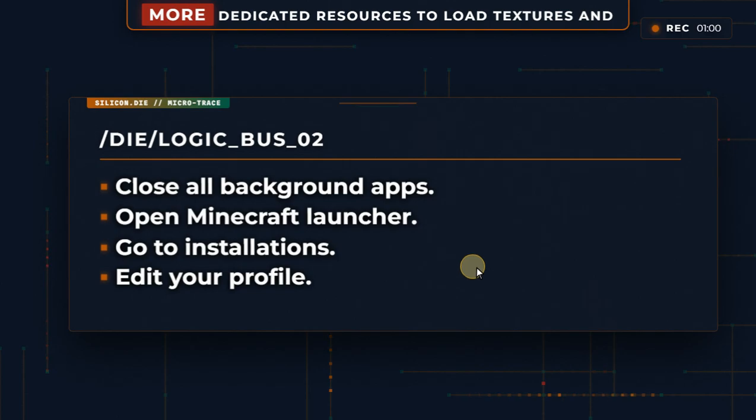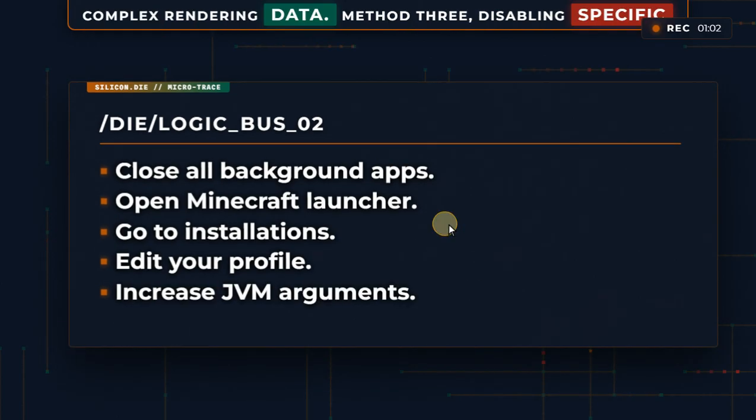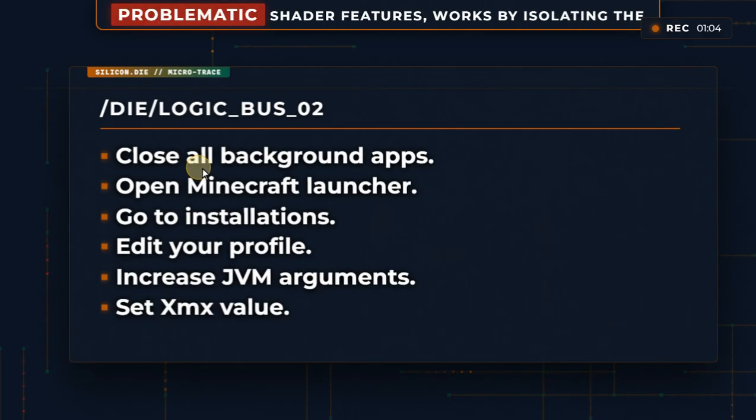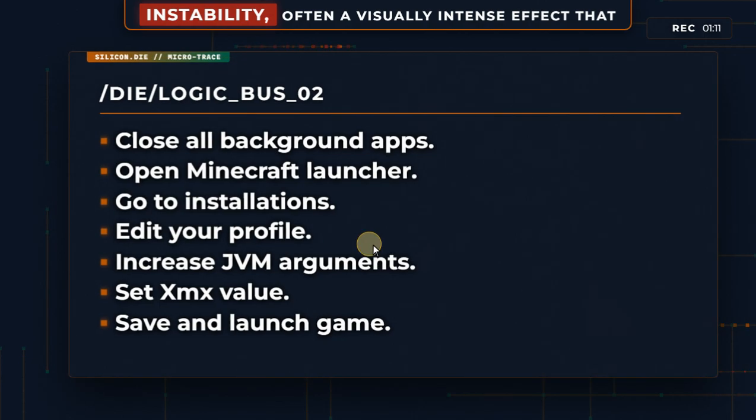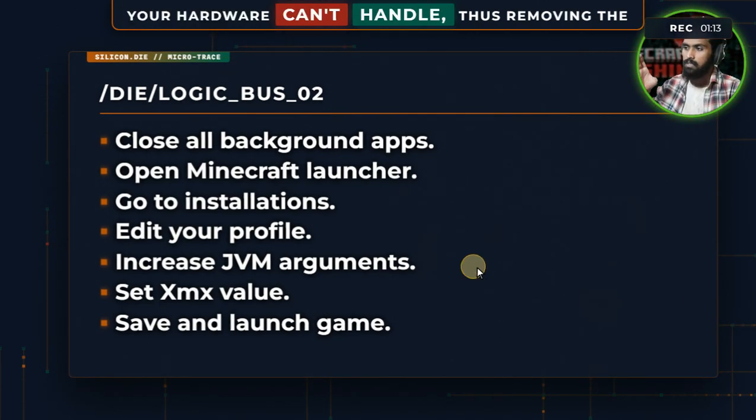Method 3, disabling specific problematic shader features, works by isolating the exact component of the shader pack causing instability, often a visually intense effect that your hardware can't handle, thus removing the conflict.